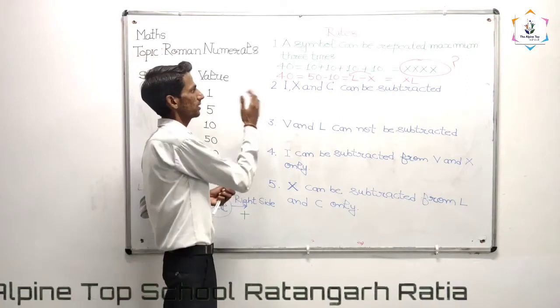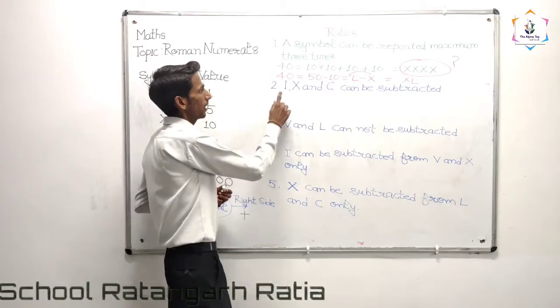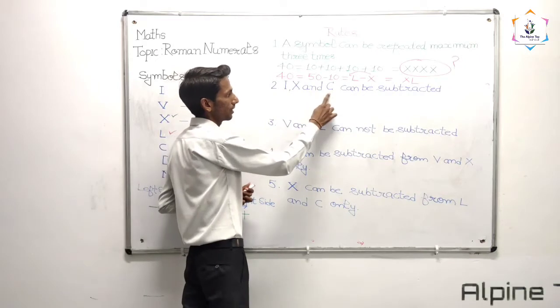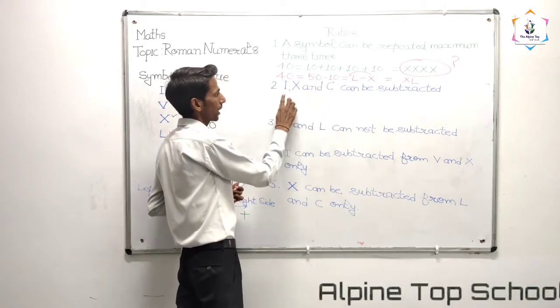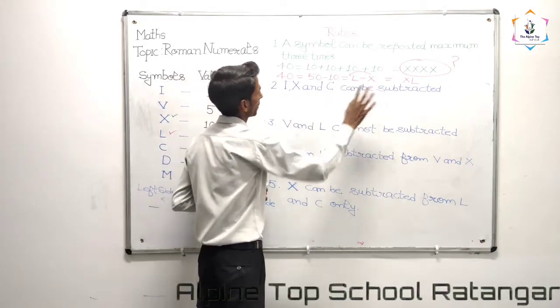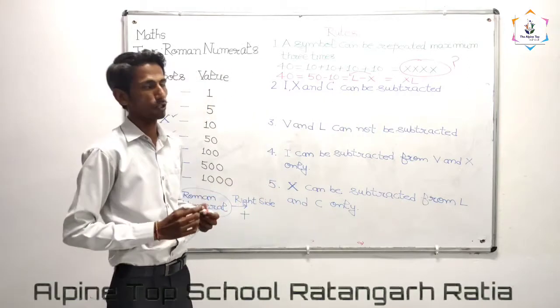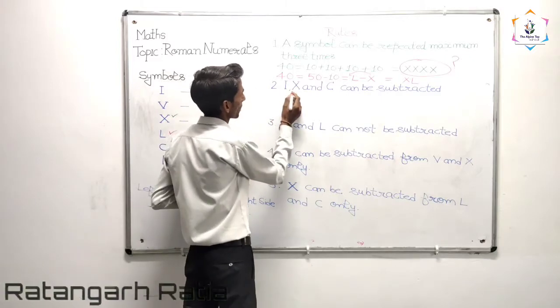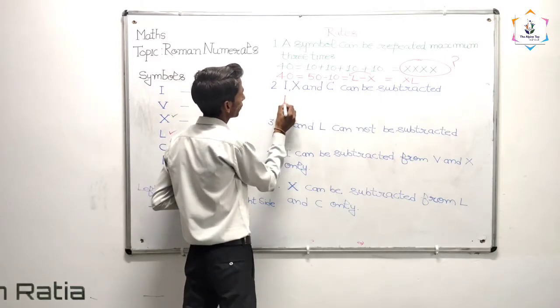Okay, dear students, see the next rule. I, X and C, meaning 1, 10 and 100. The symbols for 1, 10 and 100 can be subtracted. We can subtract them. How can we do it? See here. Just imagine, I want to write 4.